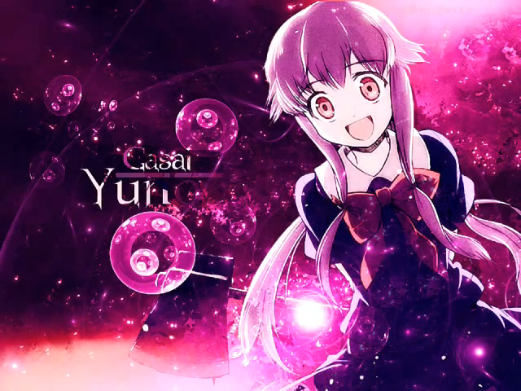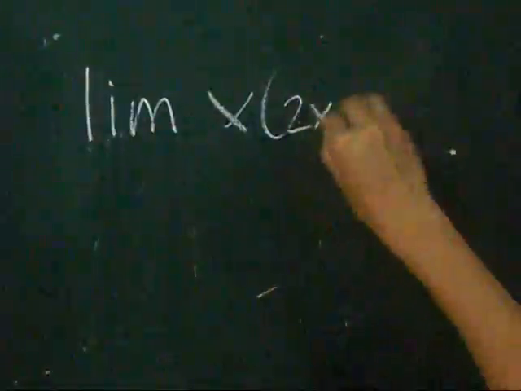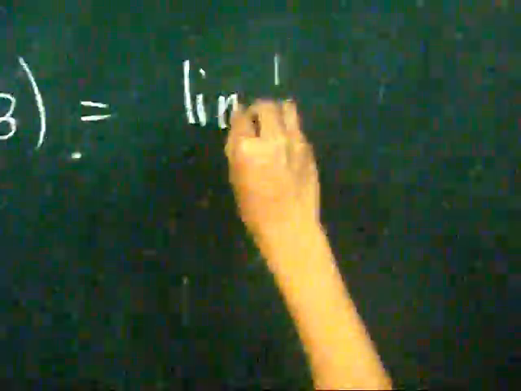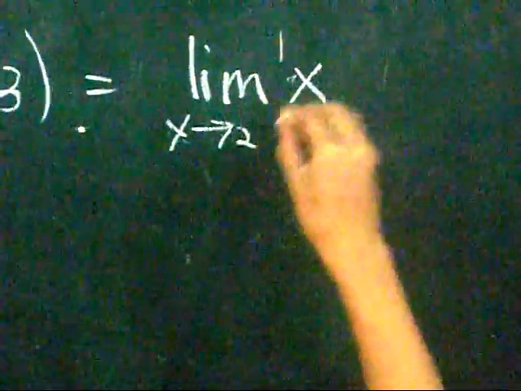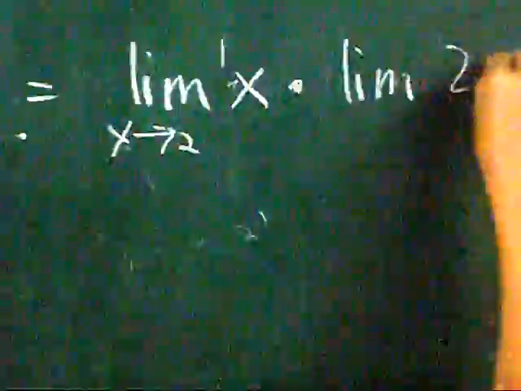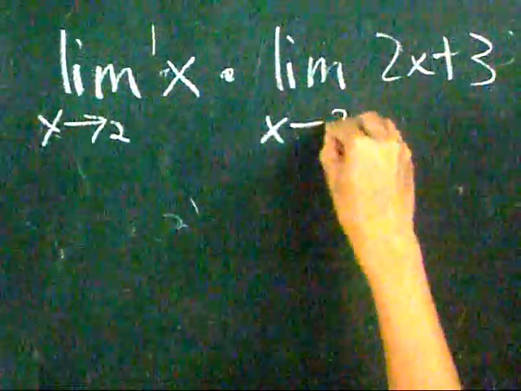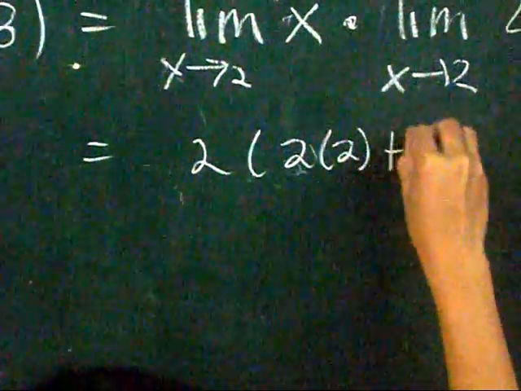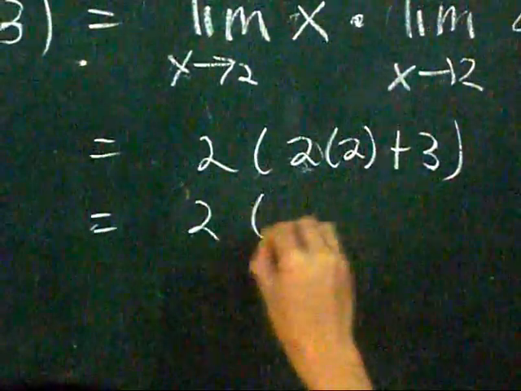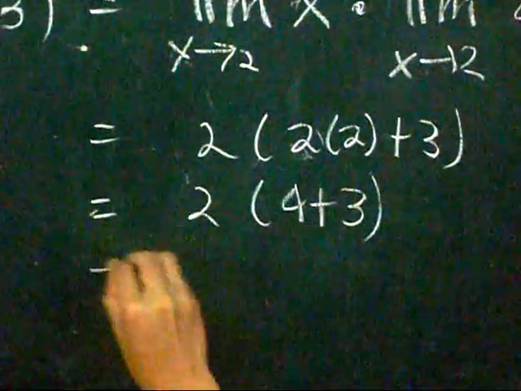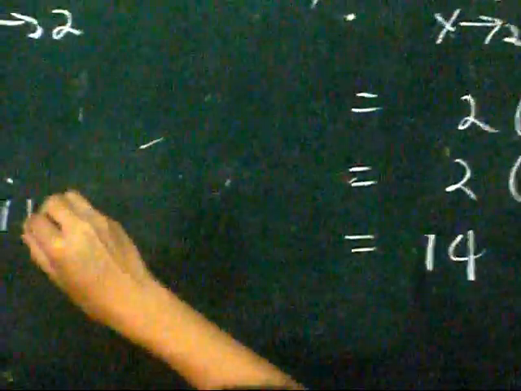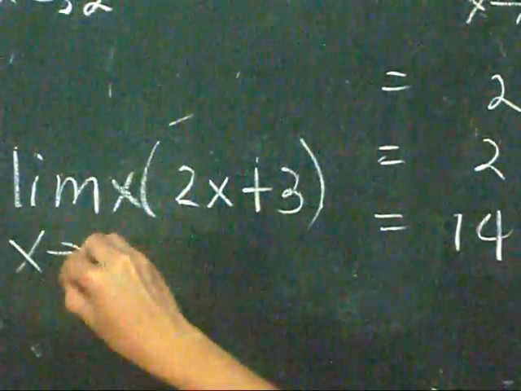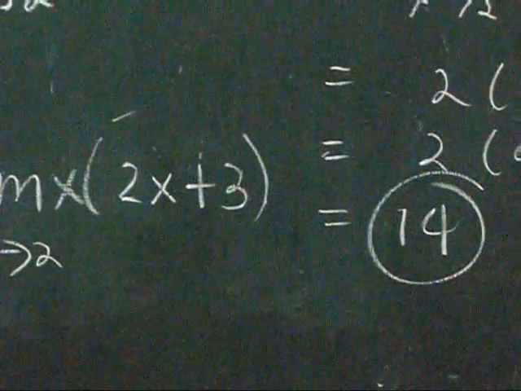Example: the limit of x times 2x plus 3 as x approaches 2 is equal to the limit of x as x approaches 2 times the limit of 2x plus 3 as x approaches 2, which is equal to 2 times 2 times 2 plus 3, which is equal to 2 times 4 plus 3, which is equal to 14. So therefore, the limit of x times 2x plus 3 as x approaches 2 is equal to 14.